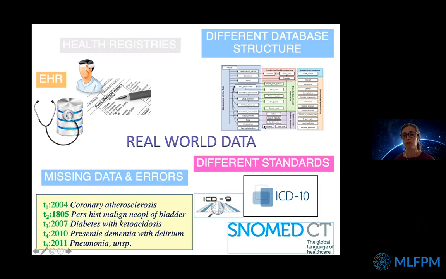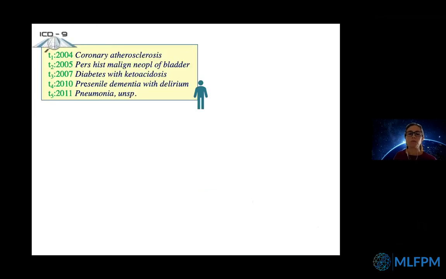And also is the issue of how the database you are working with is structured. And this is also important when you plan to combine data coming from different databases or different hospitals. So let's then move on, once I have talked a little bit about working with real world data, to how we approach the problem of finding these disease trajectories.